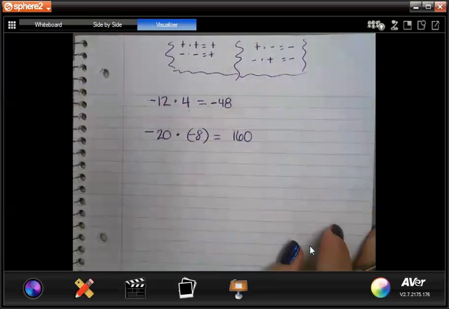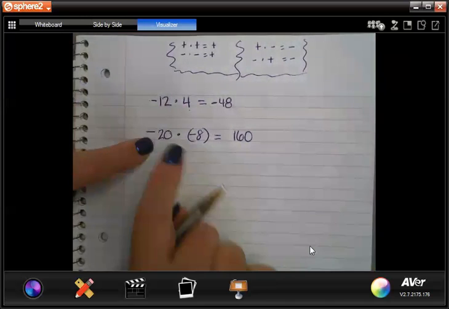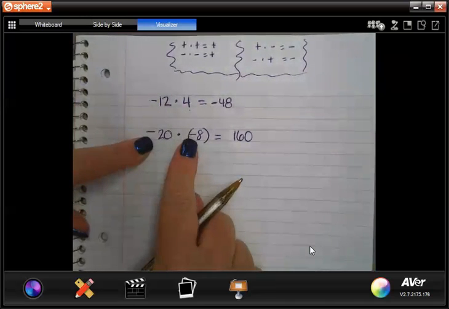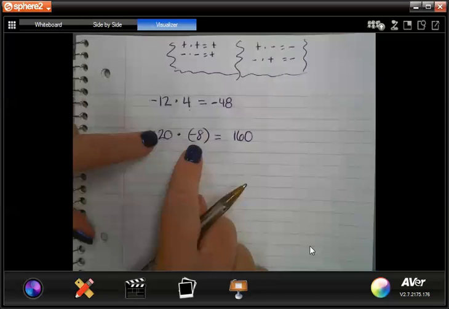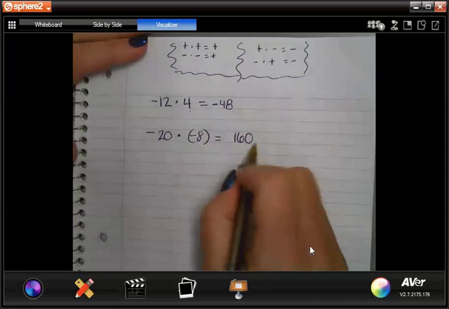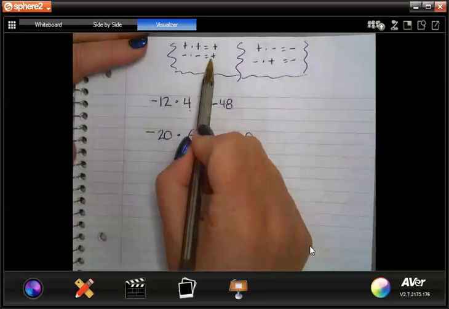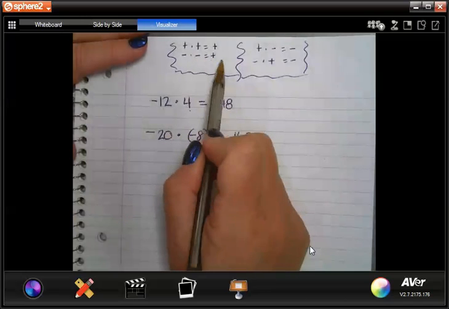Now go back to the sign. A negative times a negative. Oh, I'm multiplying the same sign, so it's got to be positive. Same sign, positive. A negative times a negative is a positive.